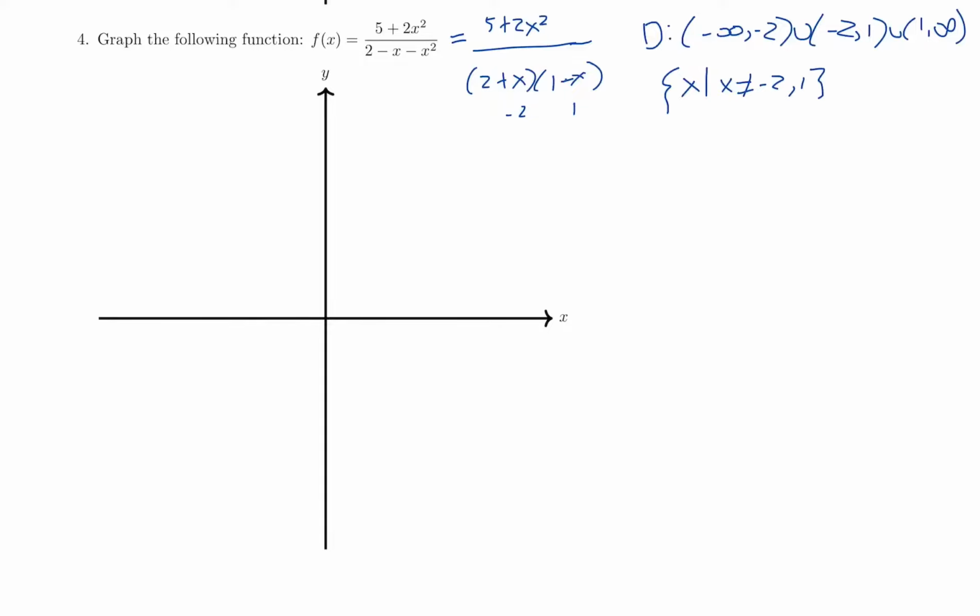So what I actually like to do, when you find a domain, is mark it in the graph right away. Here's -2, here's 1. So here we should not have any corresponding output value because it's not part of the domain. So then let's try to find the vertical asymptote. In this case, we cannot simplify this expression any further. So actually x equals -2 and x equals 1 are vertical asymptotes. So we can just draw a dotted line.